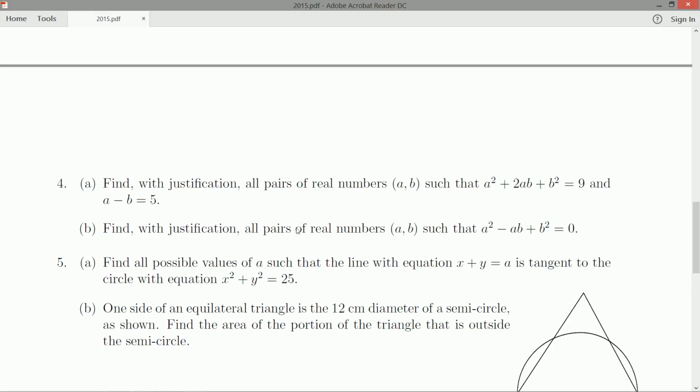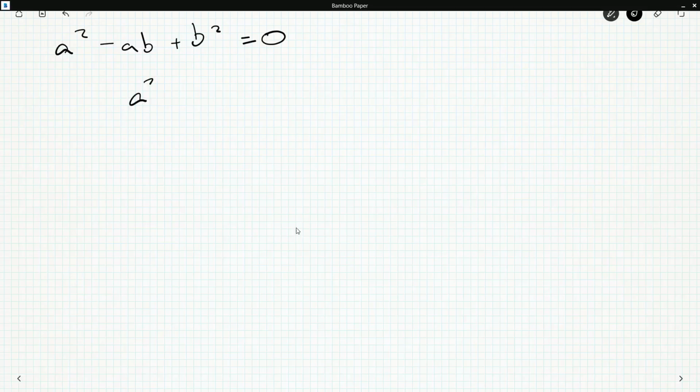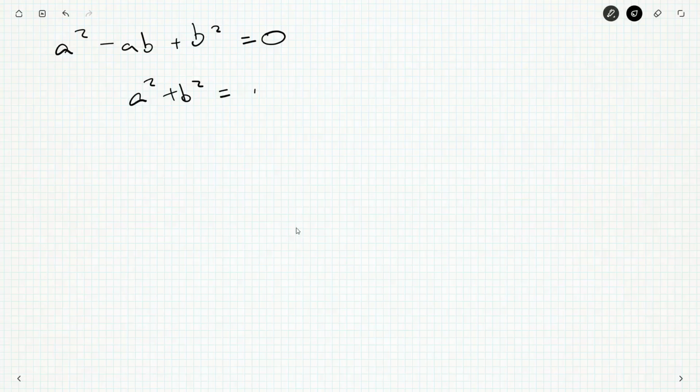what can we do? I suppose one thing we could do is, a squared plus b squared is equal to ab. That has to be true. So that tells me ab is positive, or at least not negative. I don't know if that'll help. But really, I can't think of anything to do here. So, well, let's just treat it as though it were a quadratic in terms of a.